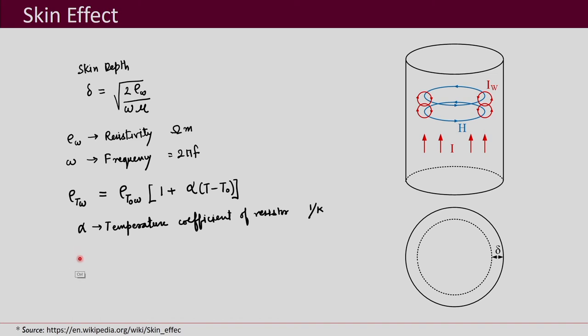So, usually we use copper conductors. I mean, many times we use copper conductors. Of course, there are other conductors also which are used. So, for copper at 20 degrees C, the skin depth delta W is given by 66.083 over root F, where F is the frequency, in mm. If you substitute the values for copper in this equation, this is the skin depth that you will get at 20 degrees C.